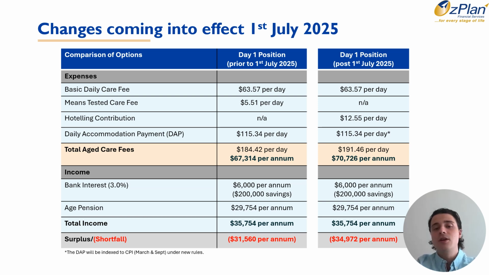And what we've run here is a like-for-like client prior to the 1st of July being on the left-hand side, and post 1st of July on the right-hand side. And as you can see, there's about a $3,000 difference in their annual cost of care. So it's a worse position for the client signing on after the 1st of July.